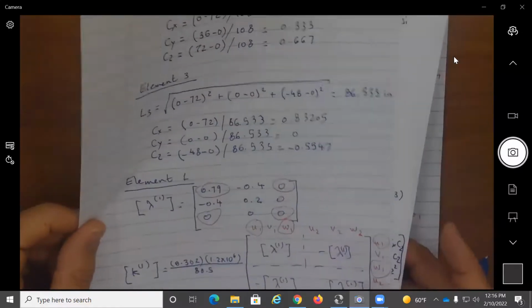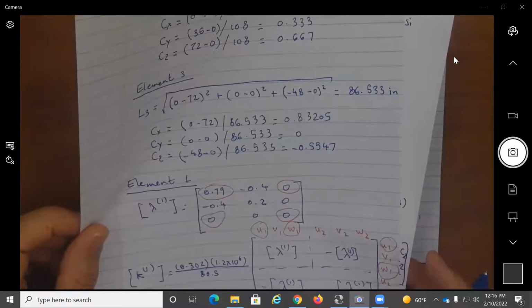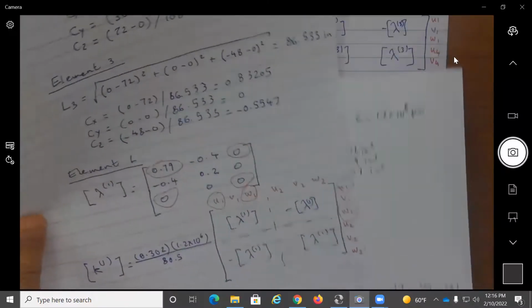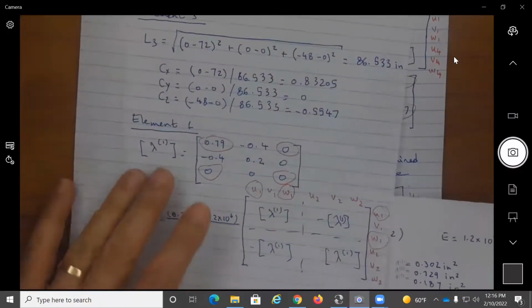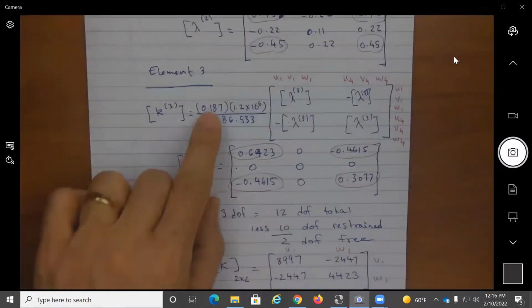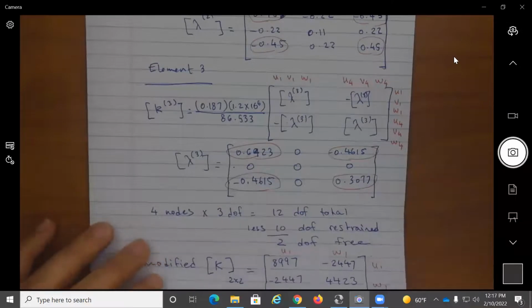Oh, but remember to not forget the lambda, because I need to multiply by EA over L. Okay, don't forget that. So yes, I was marking the elements in the lambdas, but remember when we were writing K, we had the EA over L.